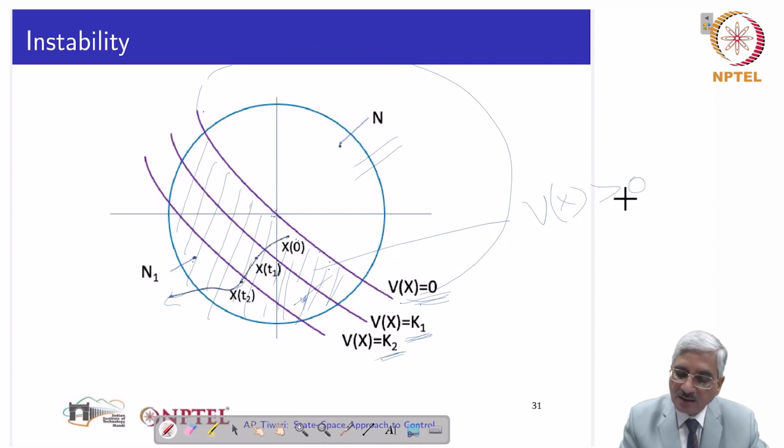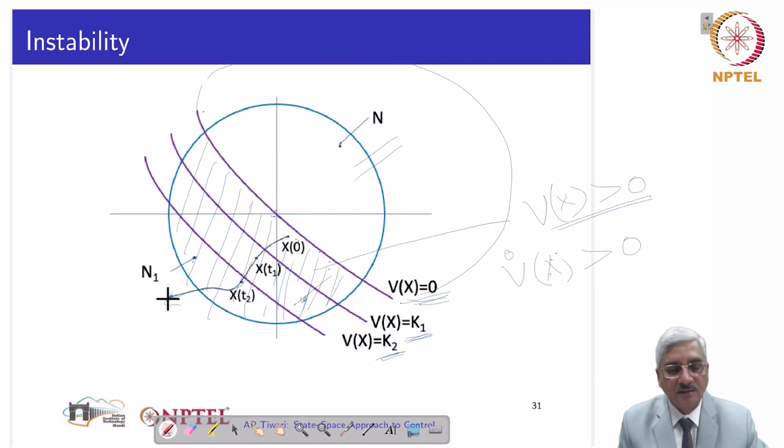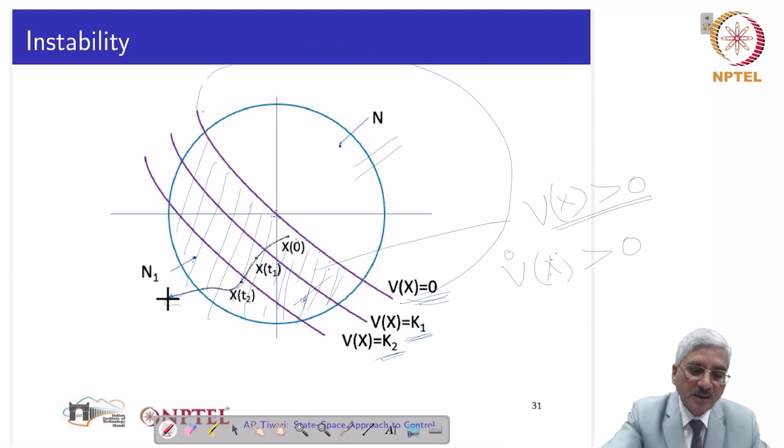So V(x) is greater than 0 in this hatched region, and V dot x, which we said in the previous slide, is also greater than 0. So obviously x has to grow with time and it will leave the region N, and so the system is unstable. This is the concept of instability.